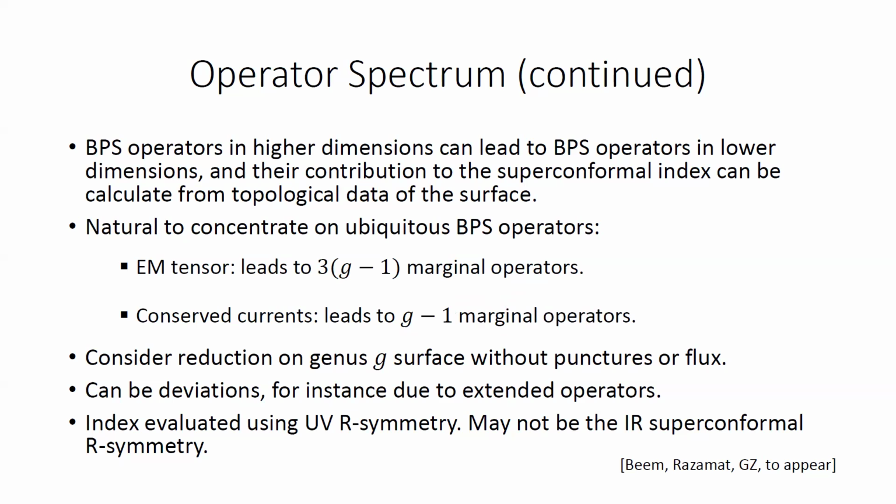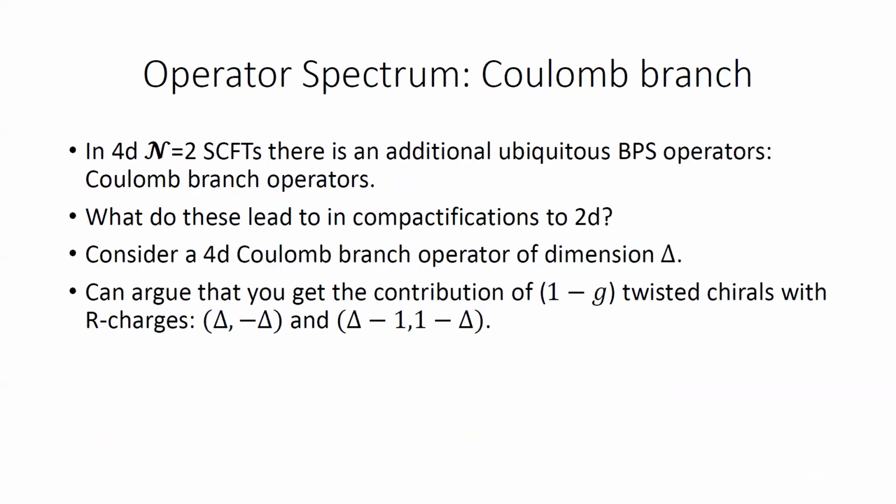All right. So far I talked a lot about reduction from 6D and 5D, but in this talk I want to talk about reduction of 4D. In the reduction of 4D, there are actually new types of BPS operators you can consider. And particularly, there is a new kind of relatively ubiquitous BPS operator you can consider, which are Coulomb branch operators.